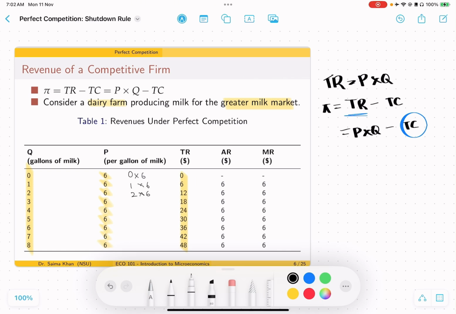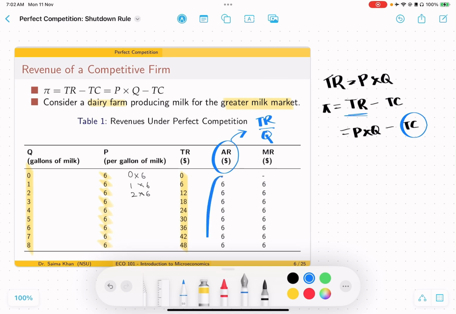Okay, now we come to the interesting stuff, the average revenue. The formula of average always remains the same, right? So what is the formula for average? It is going to be total revenue divided by total quantity. So in this case, what you notice is that it's always the same value. It's always 6. So it's always the price, right? Isn't that interesting? Now, why is that so?